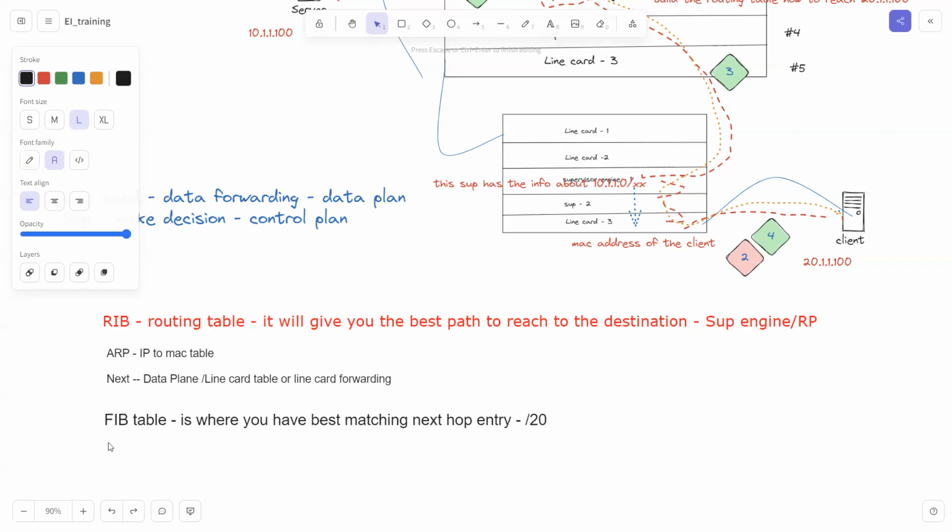So if you have /20, /25, /29, etc., it will prefer /29. Now, whenever you are doing the forwarding, you are forwarding in terms of layer 2. That means that if you have reached the client, obviously you will reach the client via the MAC address. So that's why we have the adjacency table. What is the adjacency table doing? Adjacency table is something like an IP to next hop MAC table.